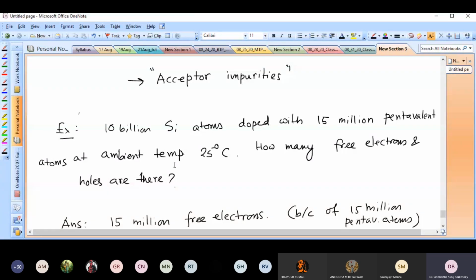And you could do the opposite as well. So instead of these 15 million pentavalent atoms, suppose I have 15 million aluminum atoms. So these are all trivalent atoms. In that case, what would happen is you will have 15 million holes and very few free electrons. So this is how you create the type of semiconductor you want.